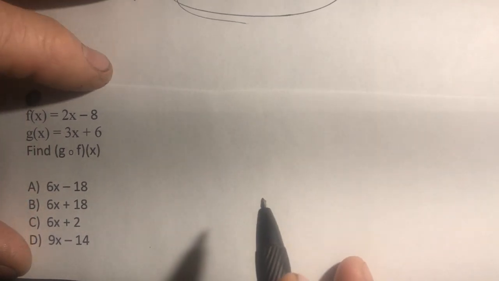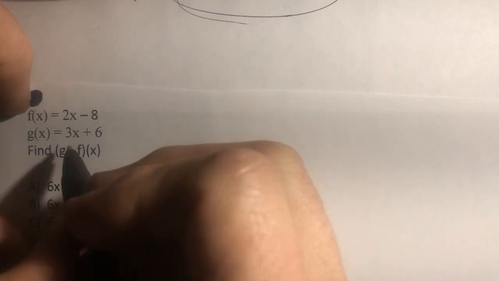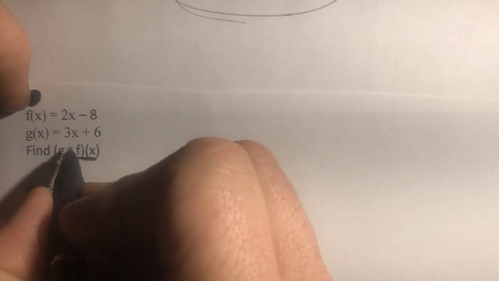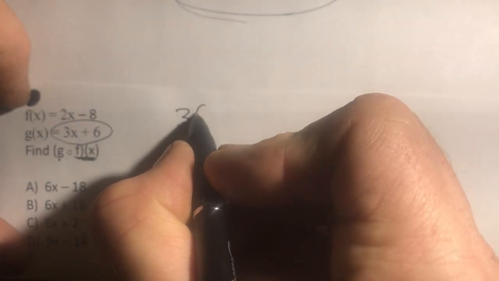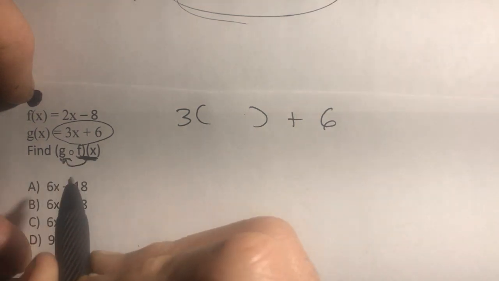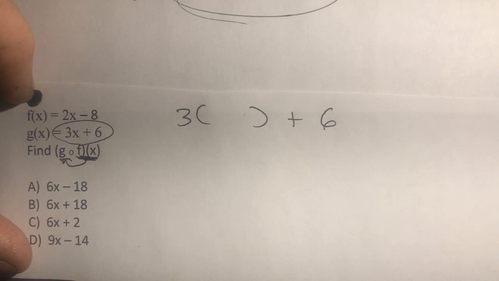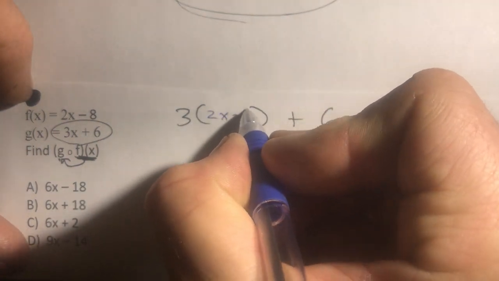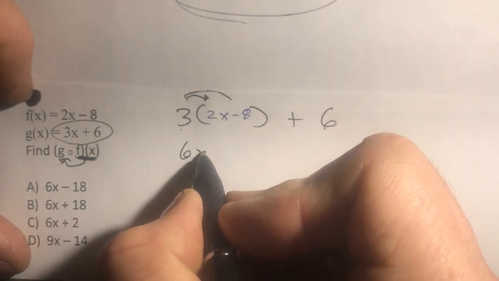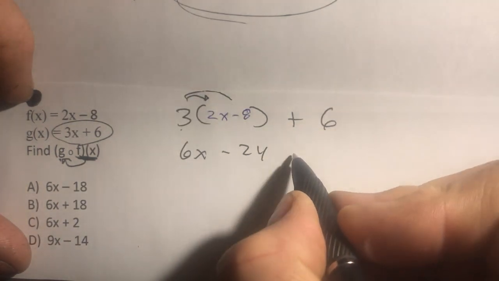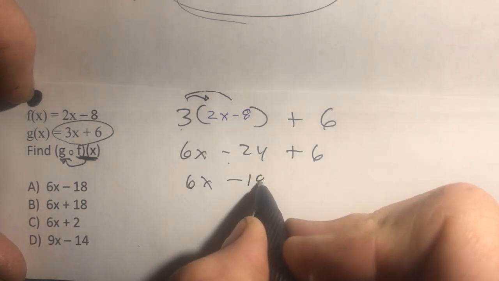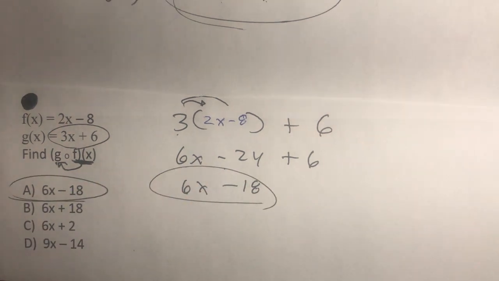And then here we are, the last one, the one we've been waiting on, right here. Okay, doing g of f of x. So I got to do the g function of the f function. So here's my g function, 3x plus 6. See, the f function goes in the g function. So right there for x, 2x minus 8. And so now distribute. So 3 times 2x is 6x. 3 times negative 8 is negative 24 plus 6. And then negative 24 plus 6 is negative 18. So that should be it right there, A.